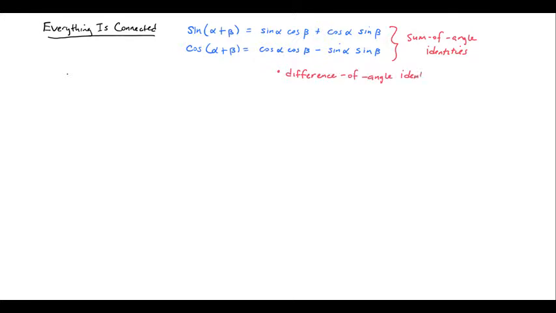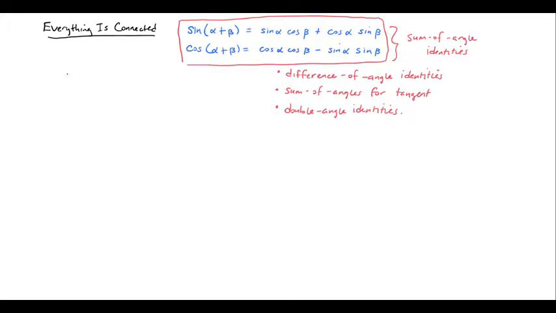So difference of angle identities, and then the sum of angle identity for tangent, the tangent function. And then finally I want to talk about double angle identities. So those are going to be the three things that we do in this video, and we're going to do all of this just by playing around with these two rules.